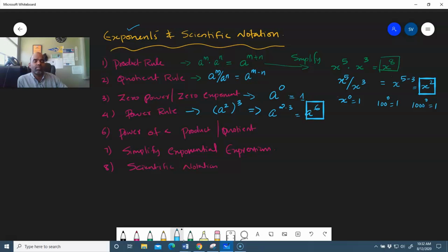Usually some students are making a mistake, that is kind of a misconception, because they practice too well about the product rule.